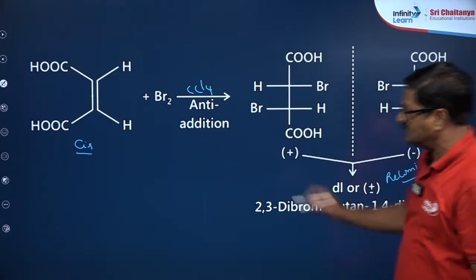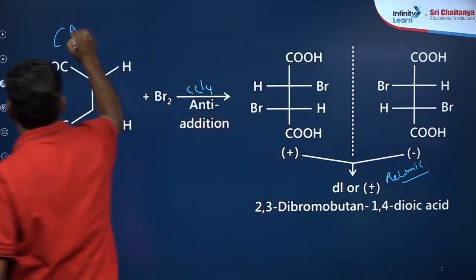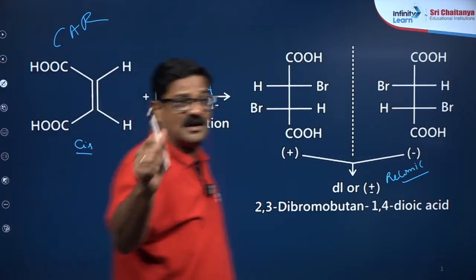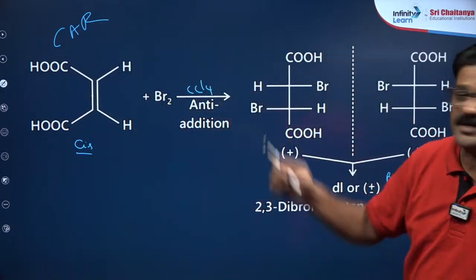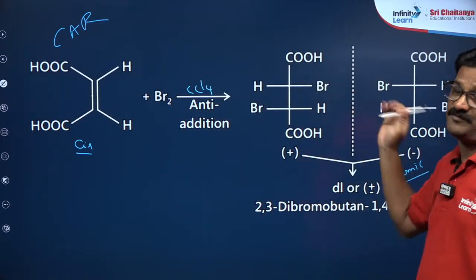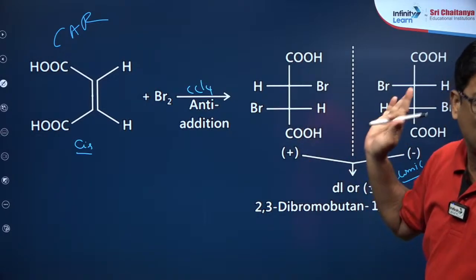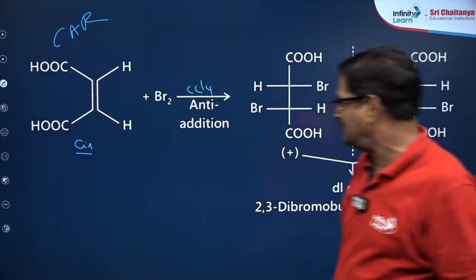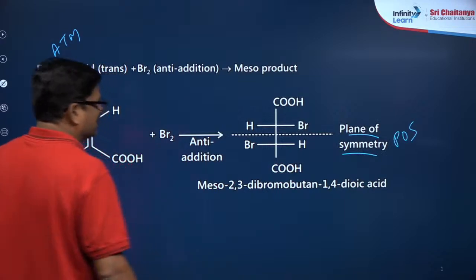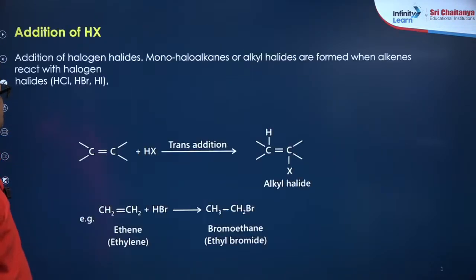Here in the case it's a cis, so you have to use CAR. Cis alkene on anti-addition gives a racemic mixture. Fine, clear? That's good. Fine. Ishita, good, great. God bless you. Okay. So that's what I want to say.